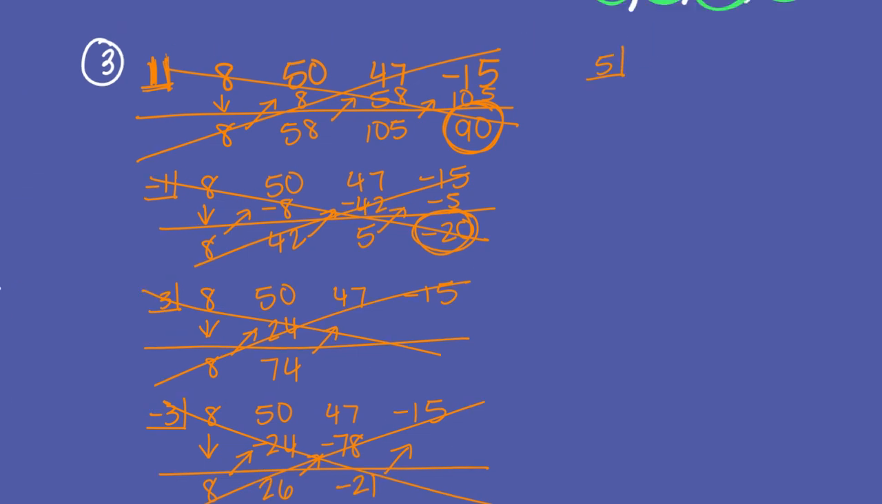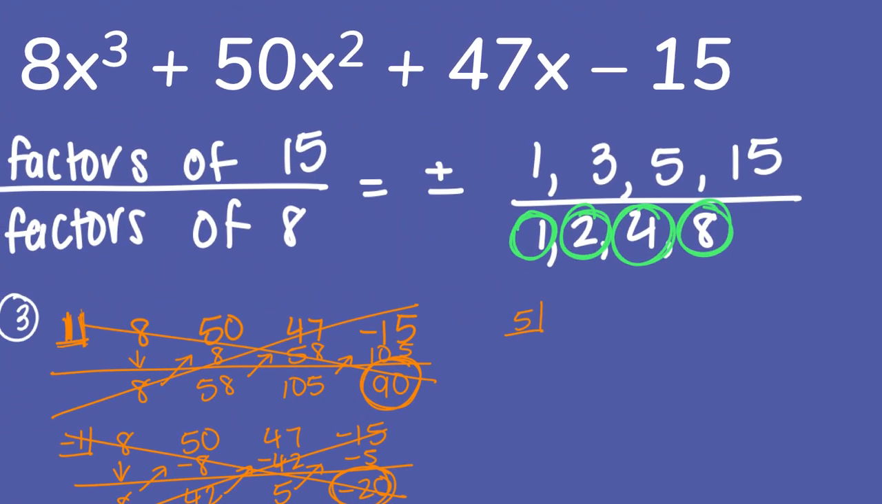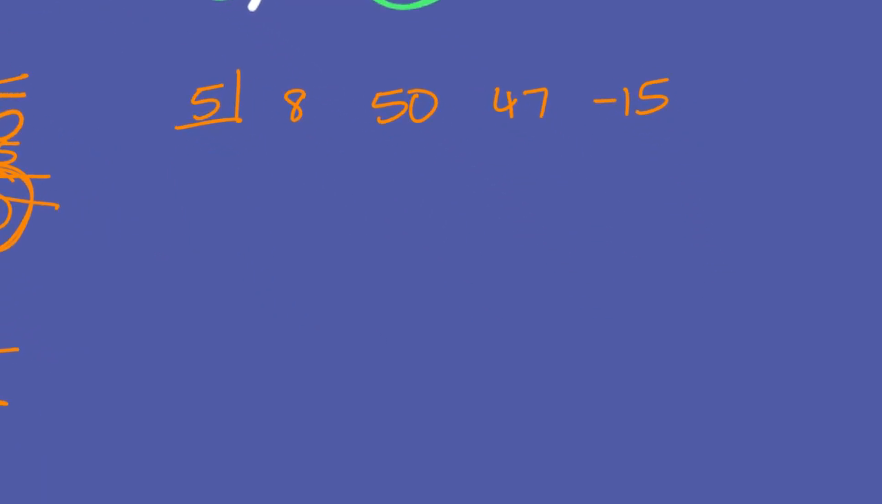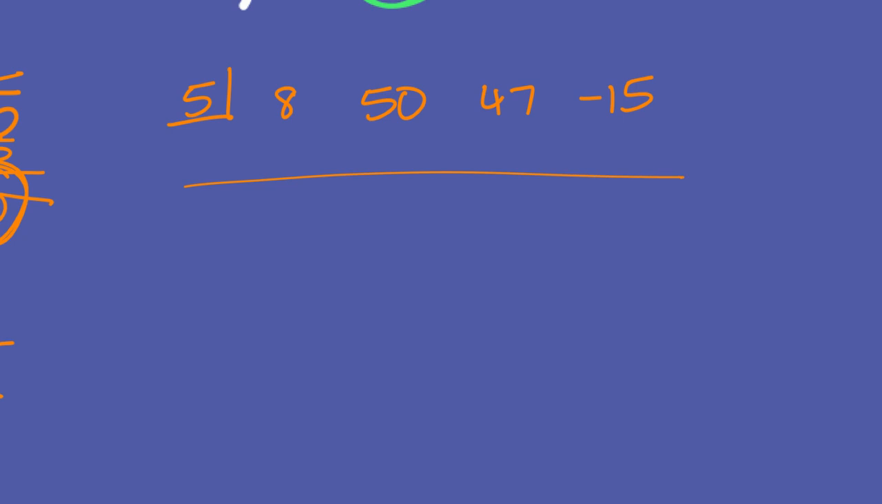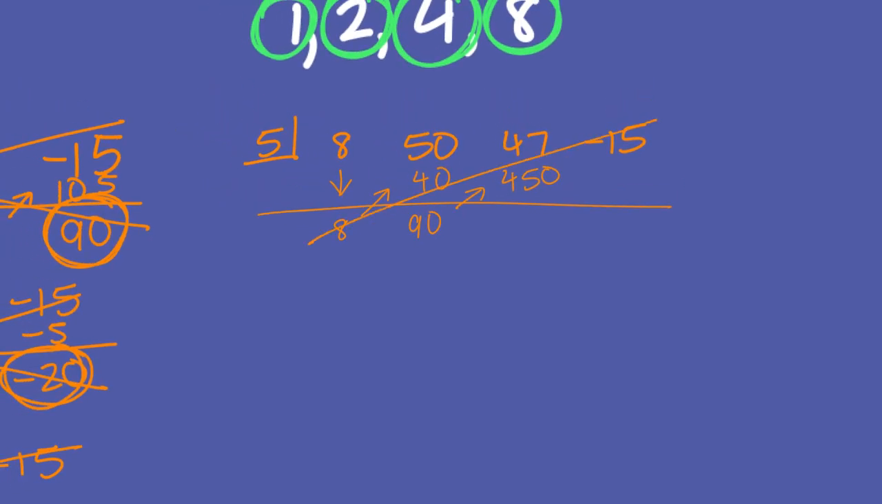All right, again, using the same leading coefficients, I had 8, 50, 47, negative 15. Trying these as well. Bring that 8 down. I'm going to have 40. This gives me 90. Oof, we're getting into some really big numbers, so I know this is not going to work. Okay, now I have to try negative 5.